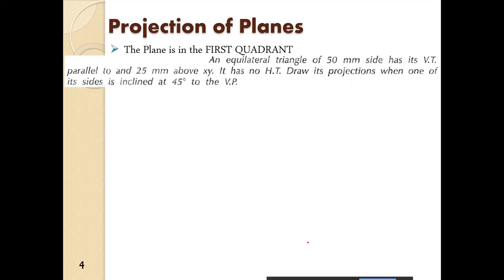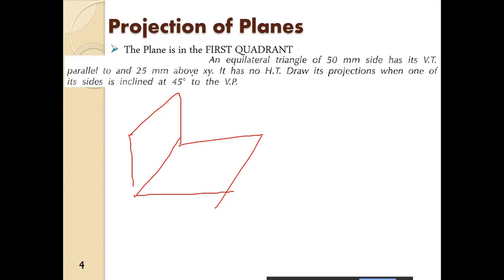So this we have already done. An equilateral triangle of side 50 mm has its vertical trace parallel to and 25 mm above XY. So quickly we will just see the concept drawing. All right. It has its vertical trace parallel to and 25 mm above XY again. So 25 mm above XY, and it is parallel to the XY.